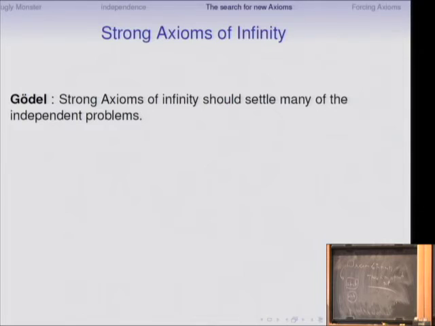Maybe you heard about measurable cardinals. There are other notions: strongly compact, supercompact, and so on. That is just one example of a strong axiom of infinity. You know the Tikhonov theorem: a product of compact spaces is compact.